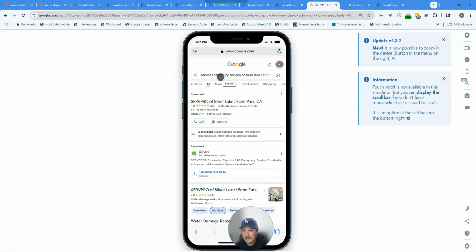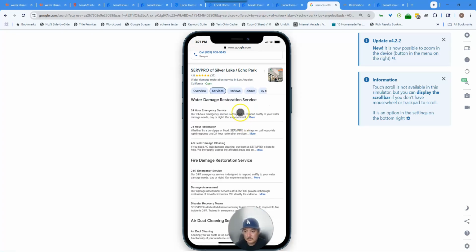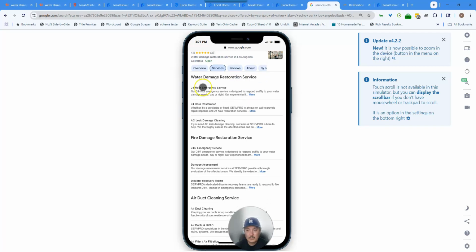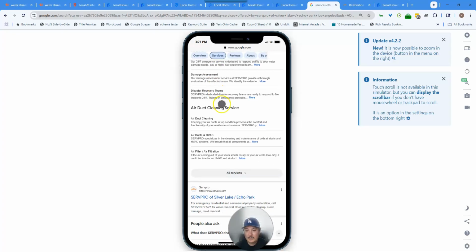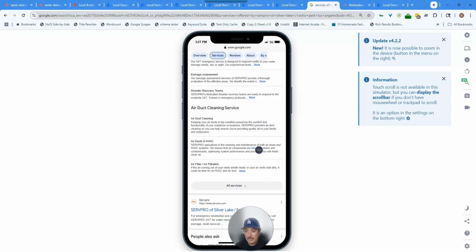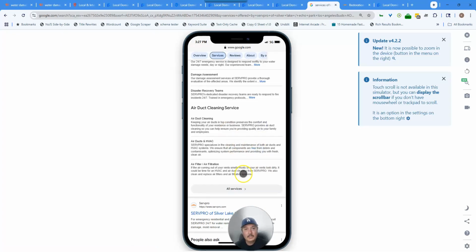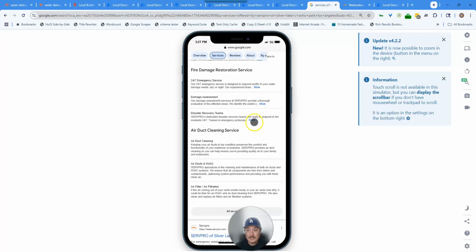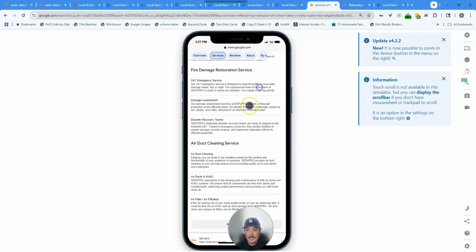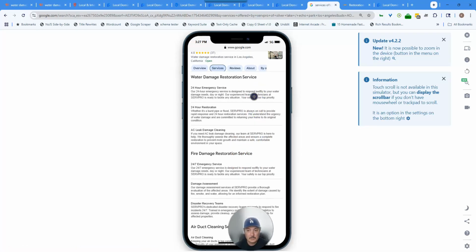So we're going to go here to services, and here we're going to see what services are being offered, right? So 24-hour emergency service, so they have the main category, water damage restoration. 24-hour emergency service, 24-hour restoration, AC leak damage. So now you know exactly what categories they have, and how they are using the services to actually give them bumps for these keywords.